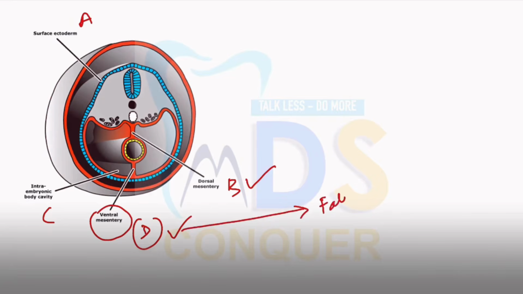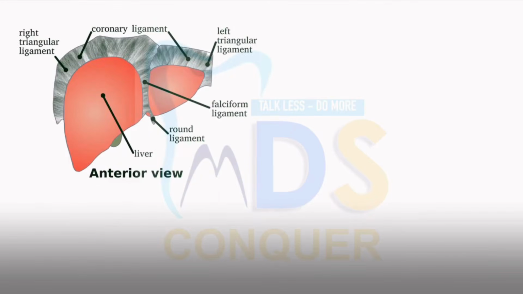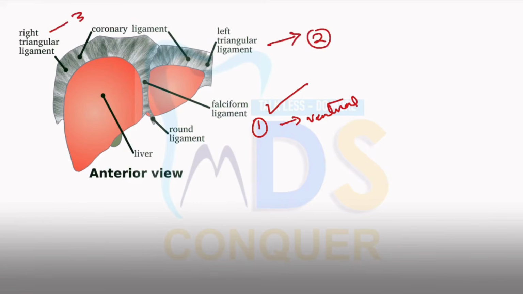The main important ligament derived from the ventral mesentery is the falciform ligament, which is basically a ligament of the liver. This question was repeated; a similar question on ligaments of the liver was given in NEET too. The ligaments of the liver are the falciform ligament, derived from the ventral mesentery, the left and right triangular ligaments, and the coronary ligament. All these ligaments are derived from the ventral mesentery, except the round ligament.